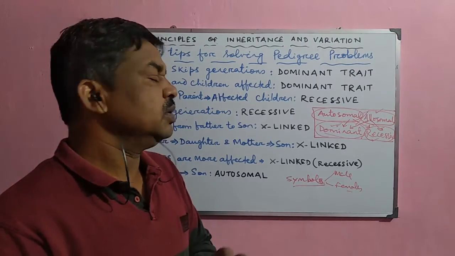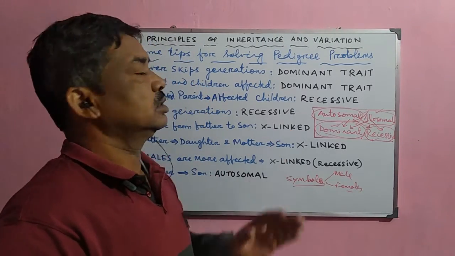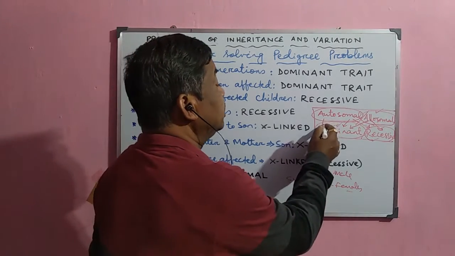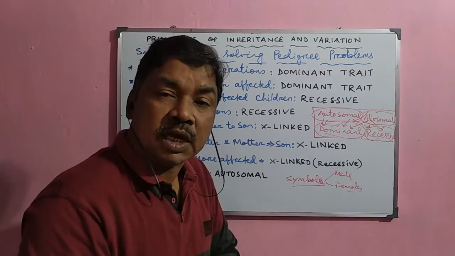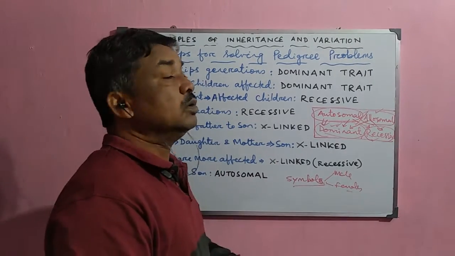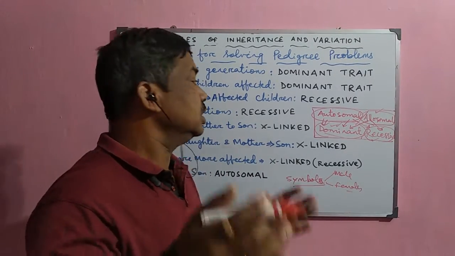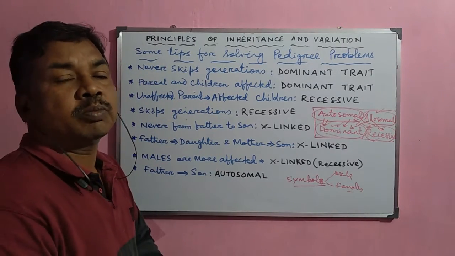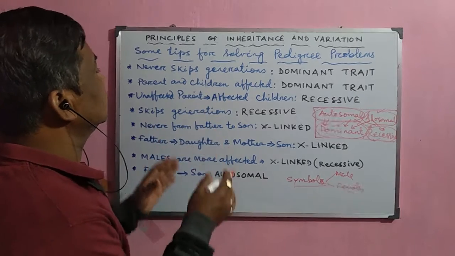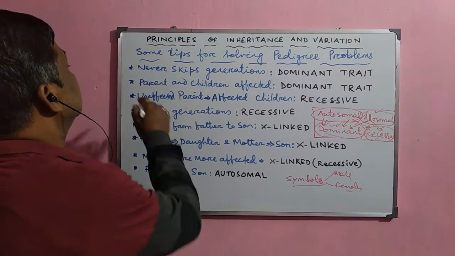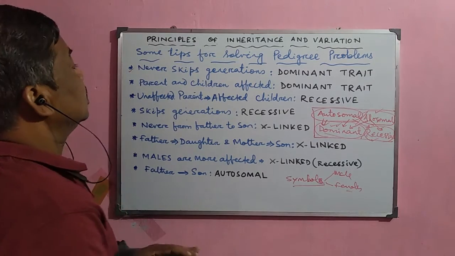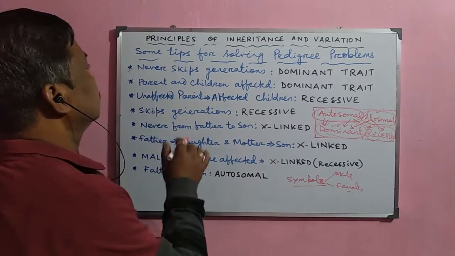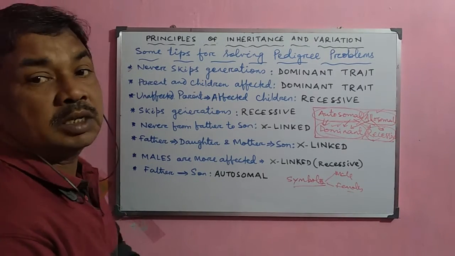Now, how can you identify in the pedigree chart whether a disease is autosomal or allosomal, dominant or recessive? There are some common tips for class 12 students. Of course, it is a beginner's class, so class 12 students must know these common tips for solving problems related to pedigree analysis.